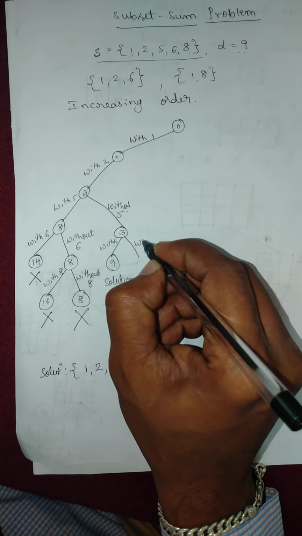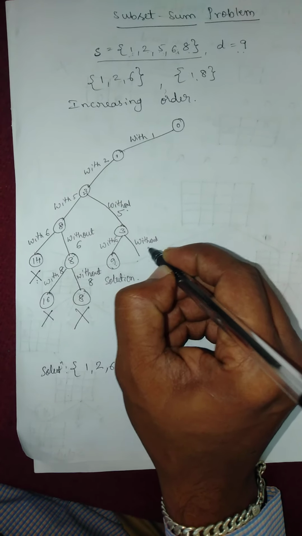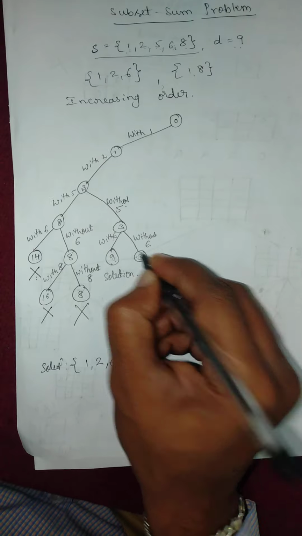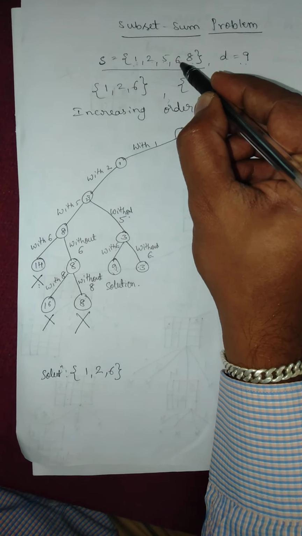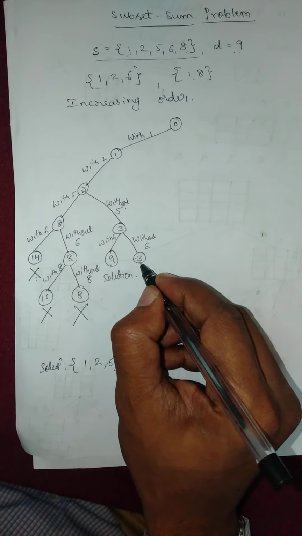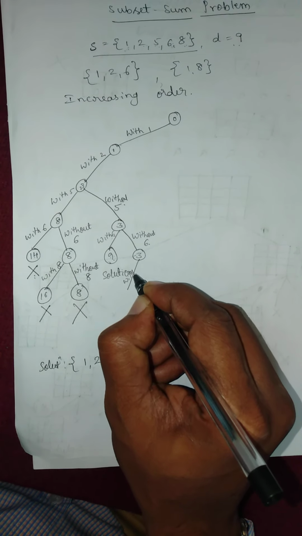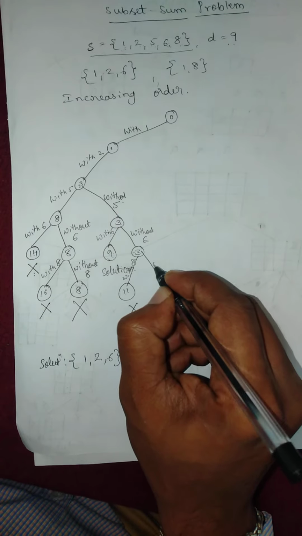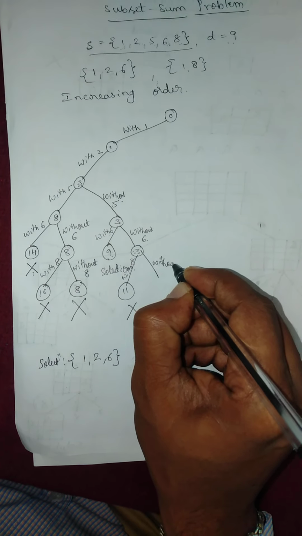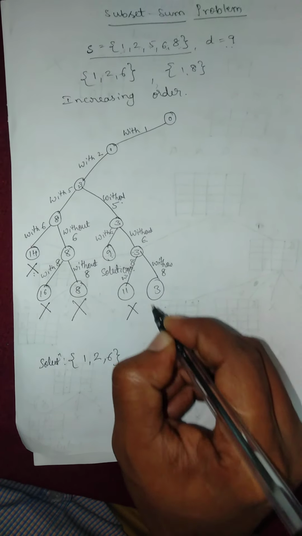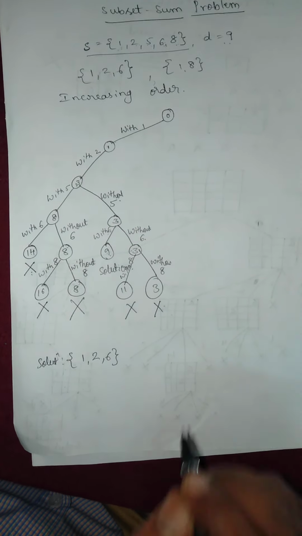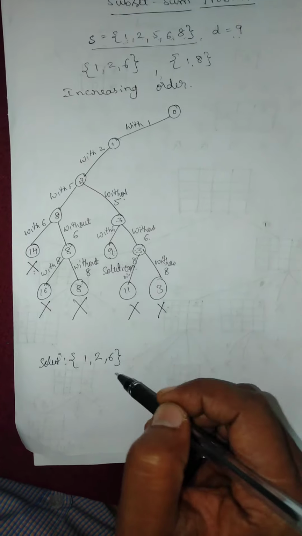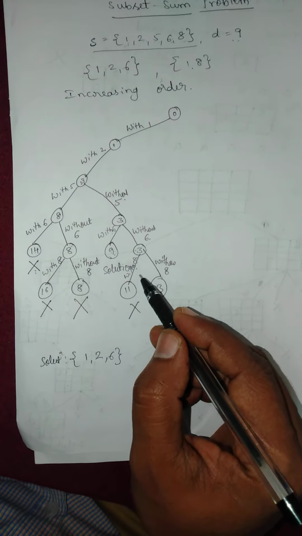Without 6, right? So without 6, what is the sum till now? It is 3. So without 6, go on including the next item, 8. So it is with 8, it is 11. So kill this subset. Without 8, it is 3. So 3 is less than 9. Kill it.